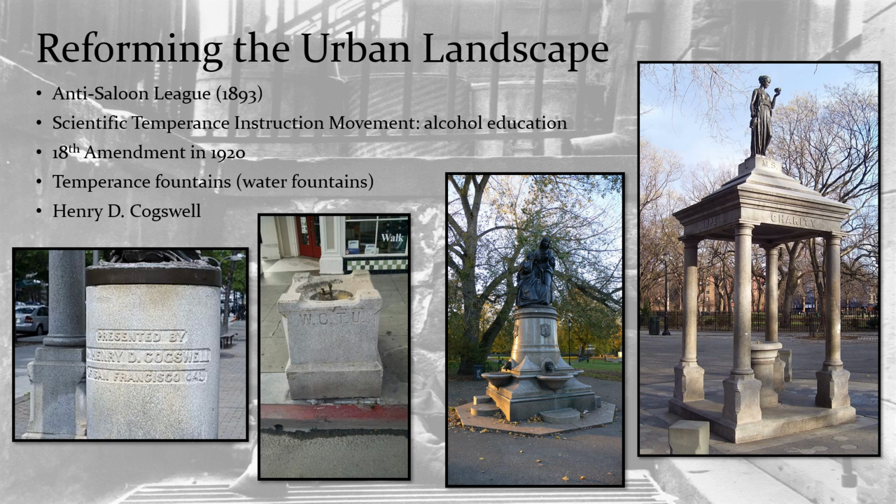The 18th Amendment passes in 1920, and of course, the Anti-Saloon League is a huge proponent of that. And Henry Cogswell lives in San Francisco and is one of the major supporters or reformers for the temperance movement, who encourages the creation of these temperance fountains across the country. So the idea is that you're beginning to approach social ills on a large scale. The scientific temperance instruction movement was basically an educational process for phasing out alcohol. So you could get books through the mail, and they would help you overcome addictions to alcohol, but also help others get off of alcohol and stay away from alcohol.